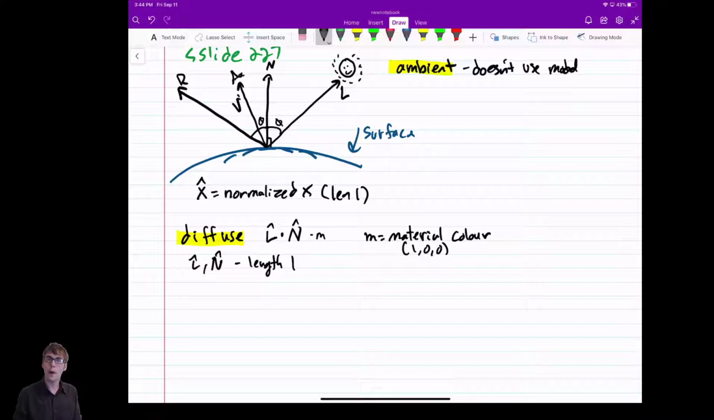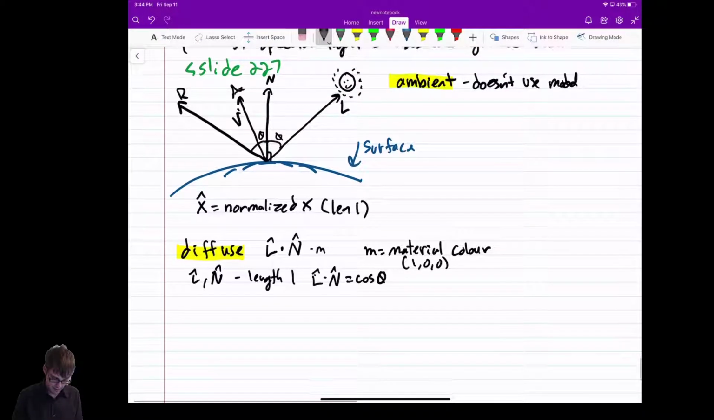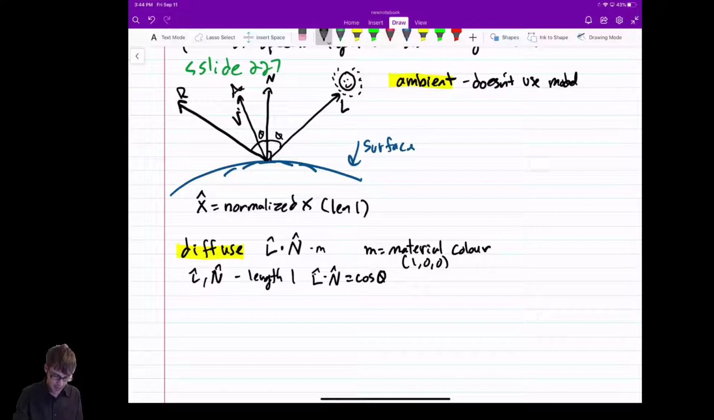Now, if you go back and look at your dot product notes, you'll remember that if I dot product two vectors, it's the length of one times the length of the other times the cosine. These are both length 1. So this is just the cosine of the angle between them. We're back to our cosines. So what does it mean? Why do we care about the cosine of this light and the normal?